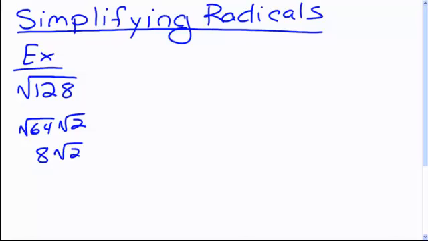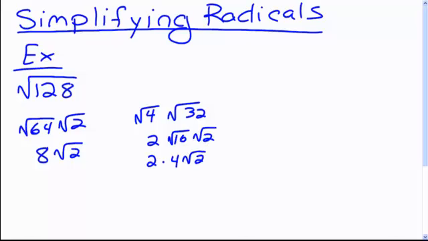Now maybe you didn't see right away that 64 worked. Maybe instead you're like, okay, I know the square root of 4 goes in there. 4 easily without a calculator, you can see goes in there, and what's left is 32. Well, square root of 4 breaks down to 2, of course. 32 then, maybe now you see easier that 16 goes in there with 2 left over. So that's 2 times 4 times the square root of 2, which is just 8 square roots of 2. Again, same answer.